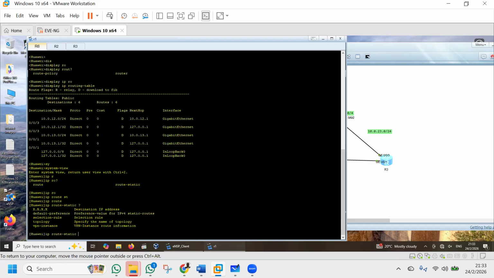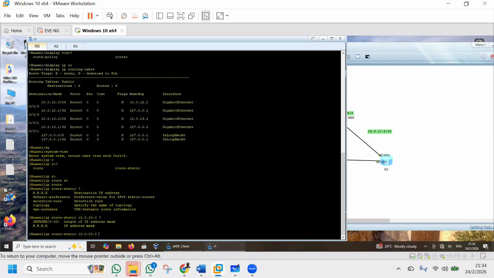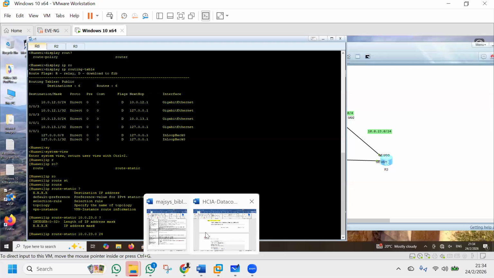Selection rule, what is that? Let's deal with our static route for now. The selection rule we will deal with as we go. So the destination network, destination IP: where do we want to go from router number 1? We want to go to 10.0.23.0. We'll put another question mark. Length of the IP mask. So the network here is /24.